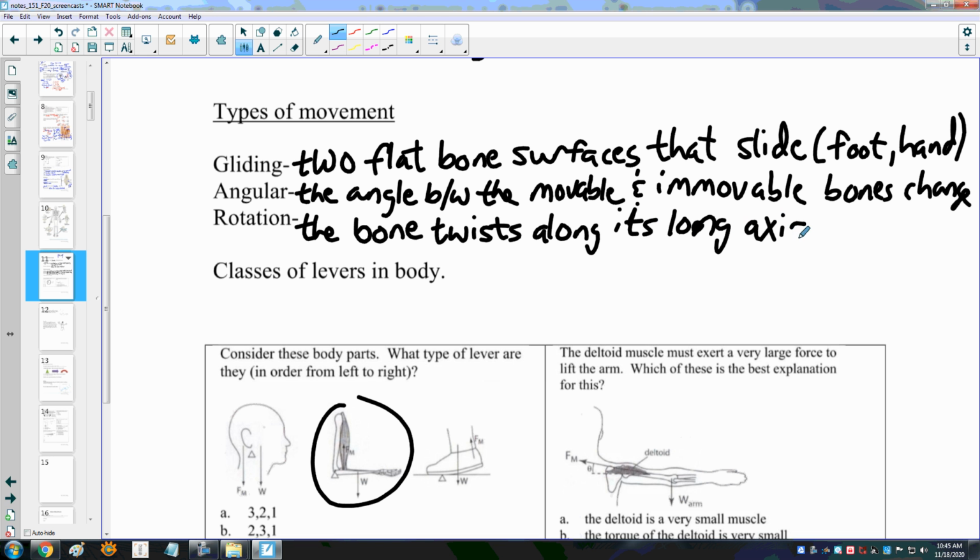We have a remarkable amount of angular movement in our body. The head is a good example, your hands, your feet, your wrist, your arm. So you have these different rotation movements.